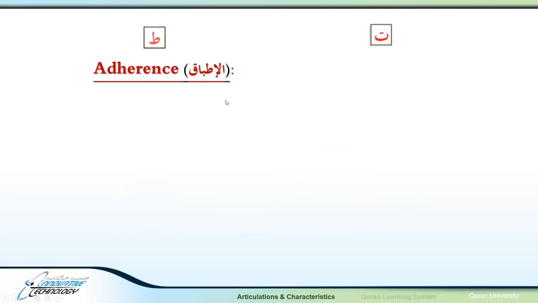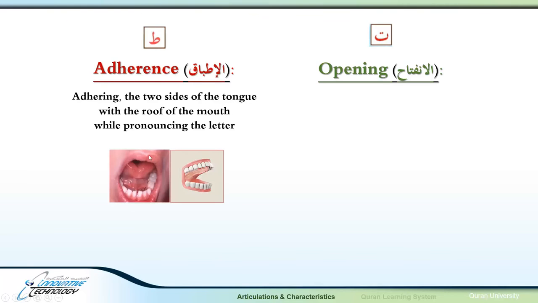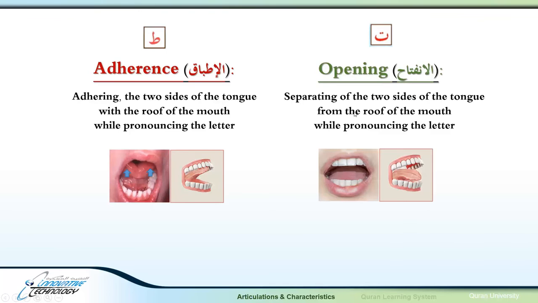And on the left side, we have for the ta, adherence, al-itbaq in Arabic, versus the opening, al-infitah. Now, in adherence, we adhere the 2 sides of the tongue to the roof of the mouth while pronouncing the letter. So, if this is the mouth, and these are the 2 sides of the tongue adhering to the roof of the mouth. Now, in the opening, it's the opposite. It's separating the 2 sides of the tongue, they are down, from the roof of the mouth while pronouncing the letter. See, they are not going up as in the case of the itbaq.